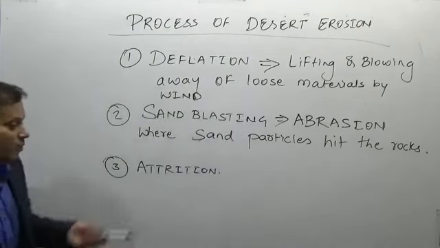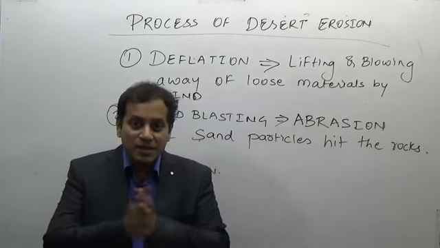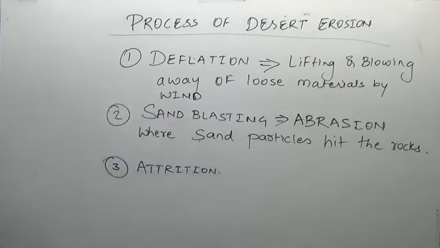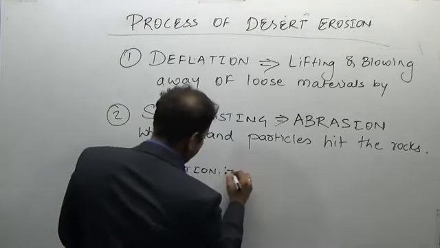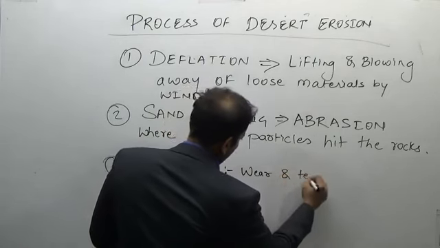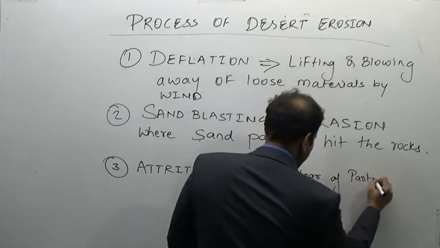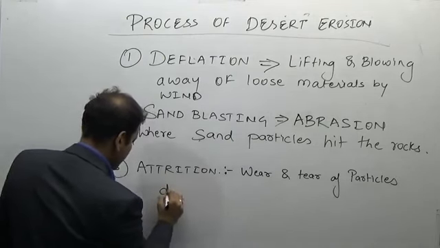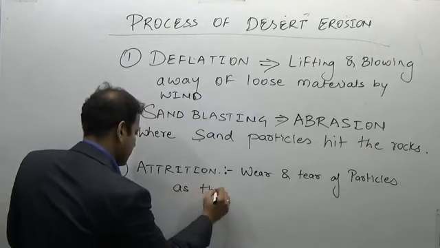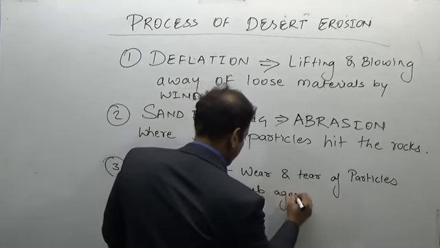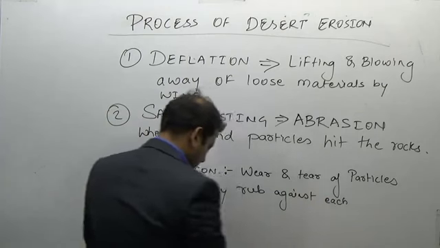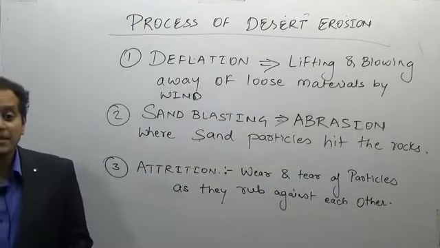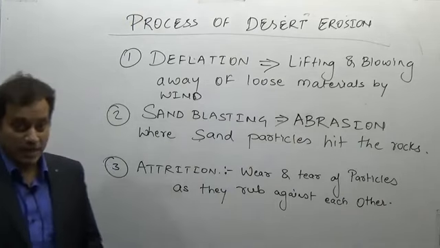The third is attrition. Now what was attrition? If you remember, when the particles rub against each other, because of constant rubbing they get reduced into minor pieces, that is attrition. So what is attrition here? Wear and tear of particles as they rub against each other. The wear and tear of the particles as they rub against each other is the attrition.